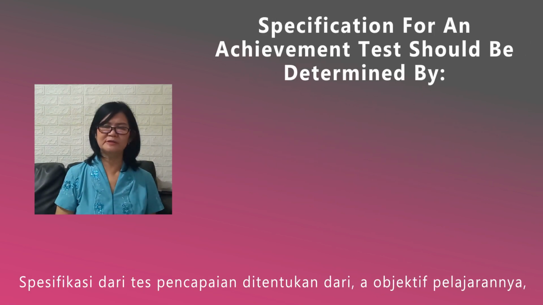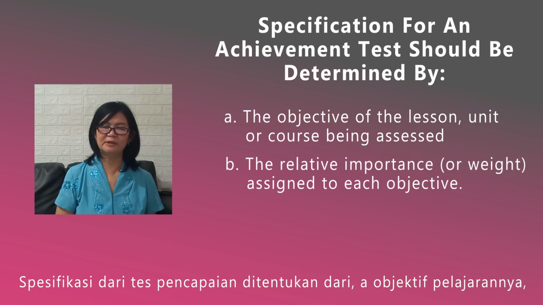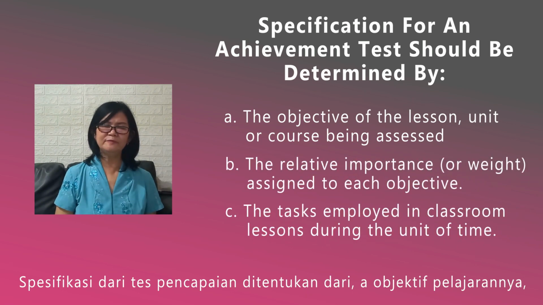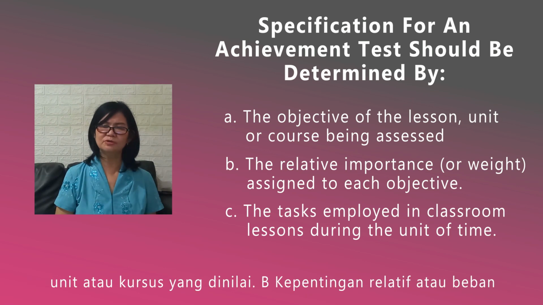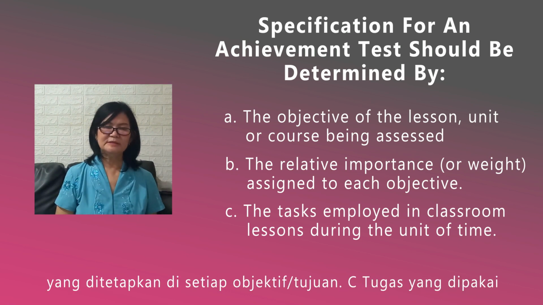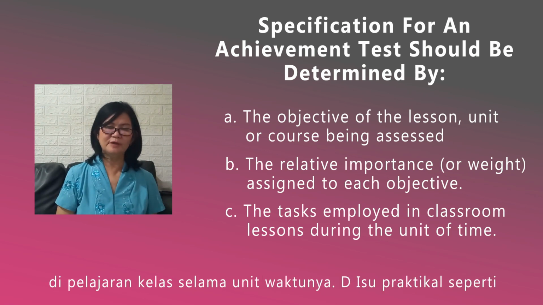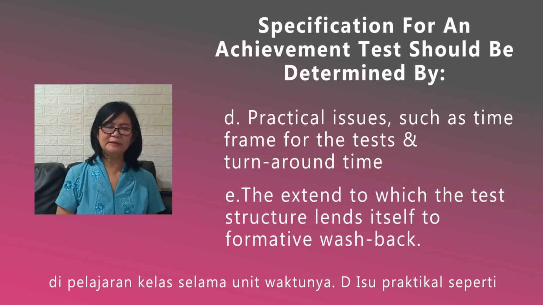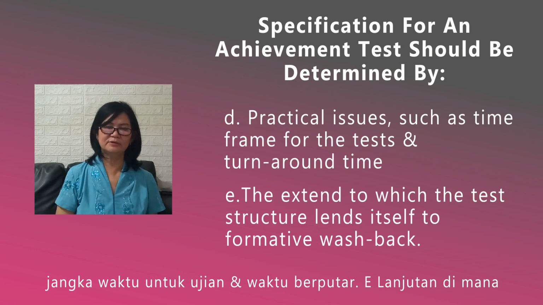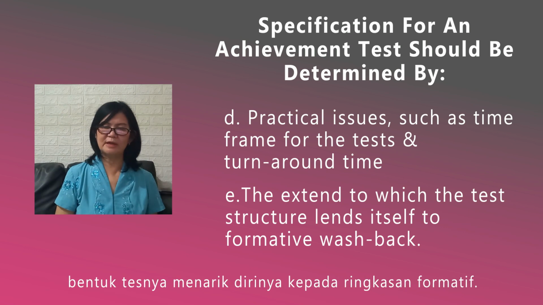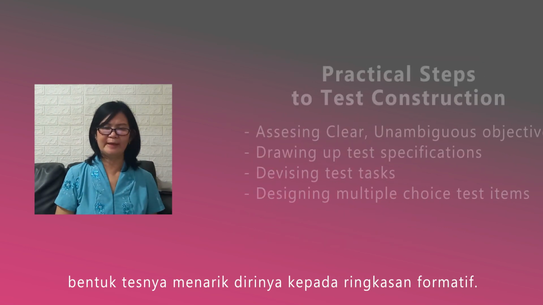The specification for an achievement test should be determined by: A. The objective of the lesson, unit, or course being assessed. B. The relative importance or weight assigned to each objective. C. The tasks employed in classroom lessons during the unit of time. D. Practical issues such as the time frame for the test and turnaround time. E. The extent to which the test structure lends itself to formative feedback.